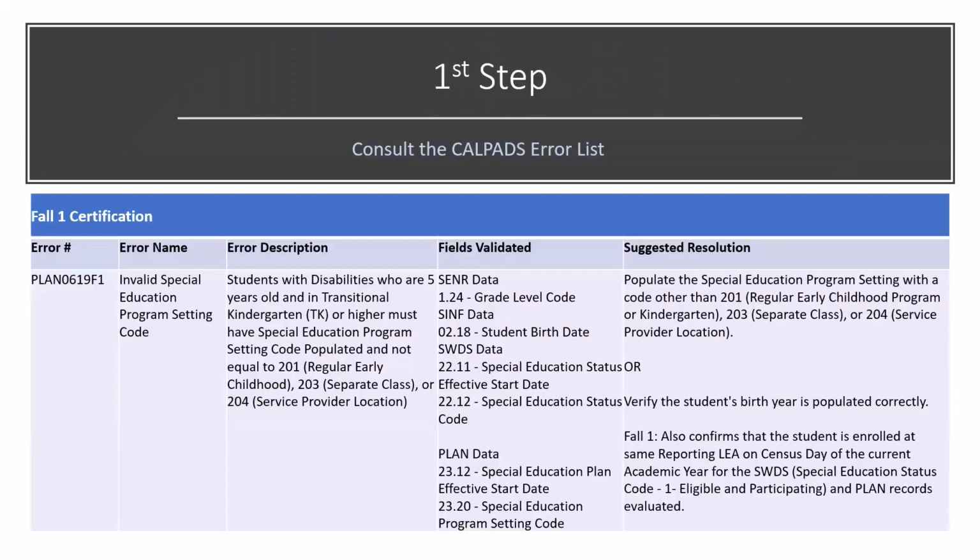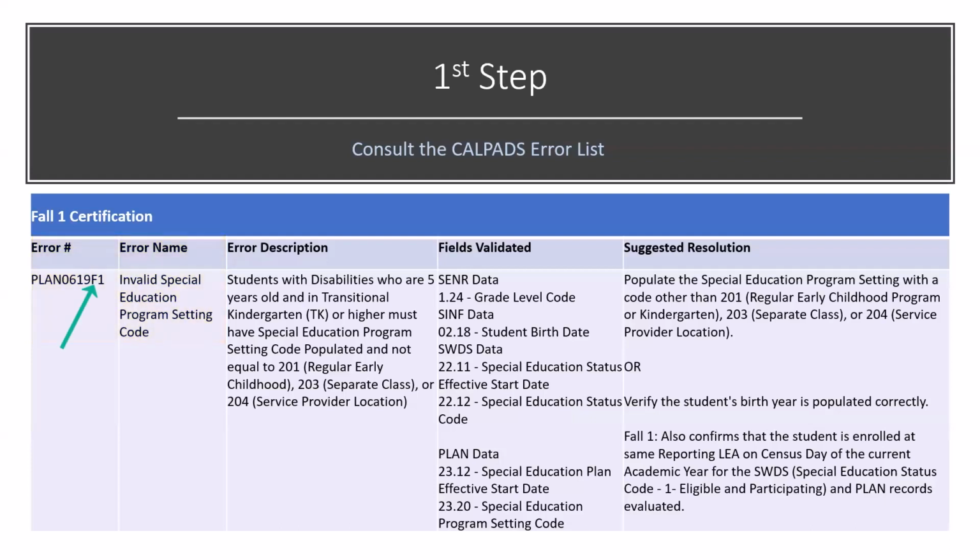Again, as always, the first step to troubleshooting any error in CALPADS is to consult the CALPADS error list. From left to right, let's walk through the error list. The first column, you have the error number, Plan 0619F1, and the error name, invalid special education program setting code.